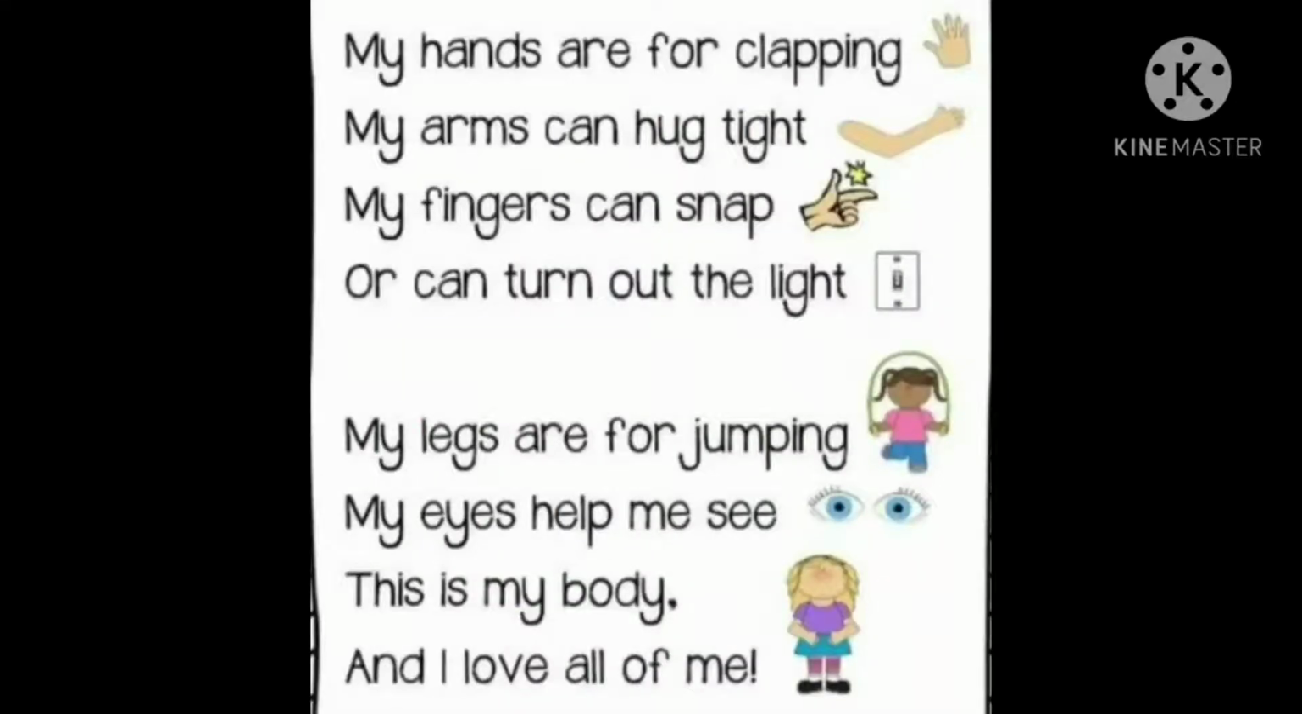Before we begin, let us recite this poem. Come on children, you are all going to recite this poem along with me. My hands are for clapping. My arms can hug tight. My fingers can snap or can turn out the light. My legs are for jumping. My eyes help me see. This is my body and I love all of me.